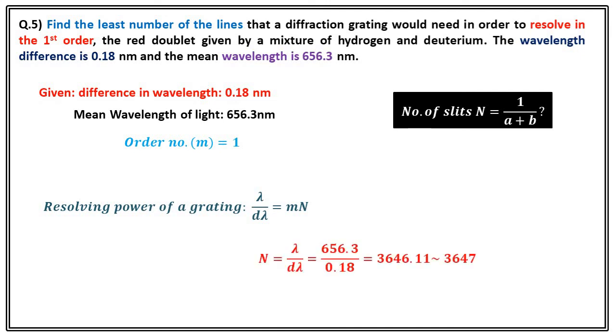Just substitute it here and solve it. It's very straightforward. m equals 1, lambda is given, d lambda is given. N is equal to 3647 per millimeter, okay? So the number of lines should be 3647 per millimeter. Okay. Now let's move to the last problem.